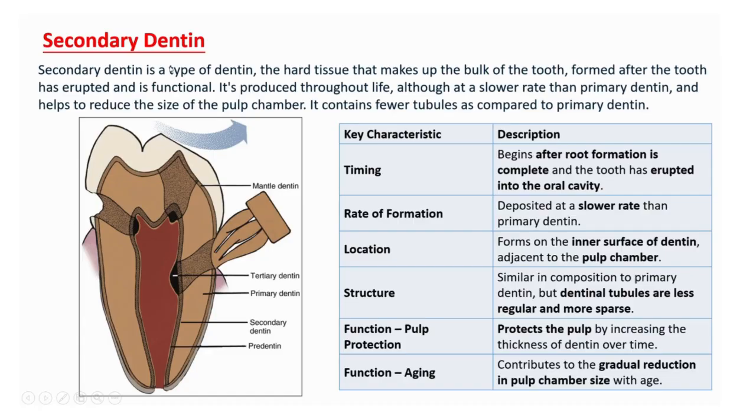Next is your secondary dentin. Secondary dentin is a type of dentin, the hard tissue that makes up the bulk of the tooth, that is formed after the tooth has erupted and is functional. It is produced throughout life, although at a slower rate than primary dentin, and it helps to reduce the size of the pulp chamber. It contains fewer tubules as compared to primary dentin. So over here, this is your secondary dentin that is formed after the root formation is completed.